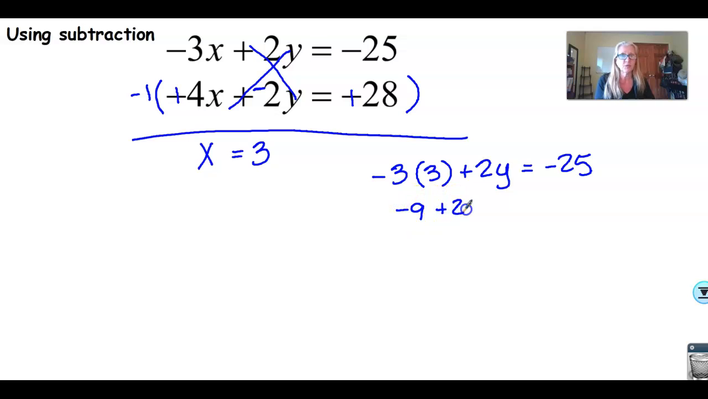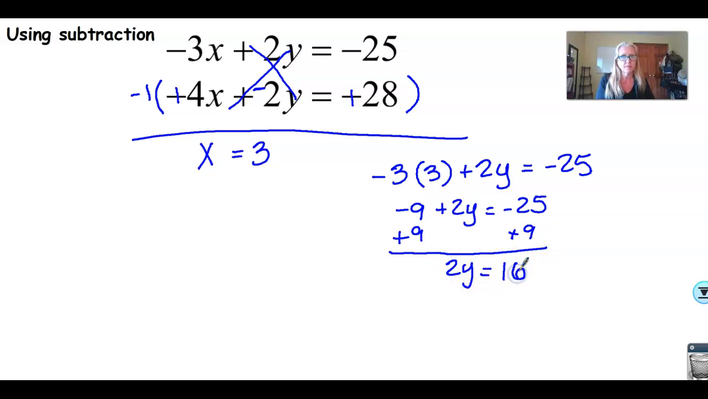-9 plus 2y equals -25. Add 9 to both sides. Gives us 2y equals 16. And if we divide both sides by 2, we get y is 8. So now I have x and I have y. Cool, right?